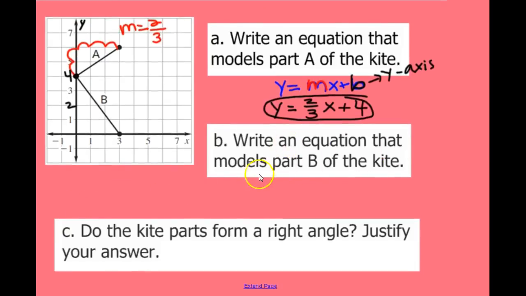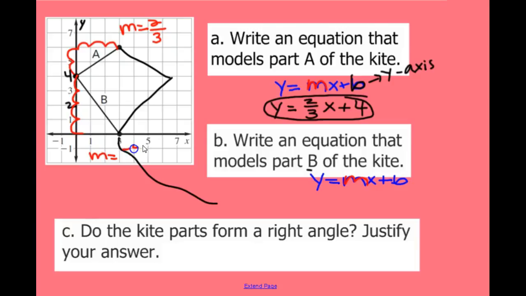Now it says write an equation that models part B of the kite. And some of you might be thinking, how does this make a kite? Well, if you drew the other half, this would be a kite that you could fly in the air. But we just want to look now at this second line, line B. So we still want an equation in the form y equals mx plus b. So let's first find our slope, m. So we're rising, or going down, 1, 2, 3, 4. We went down 4 and over 1, 2, 3.